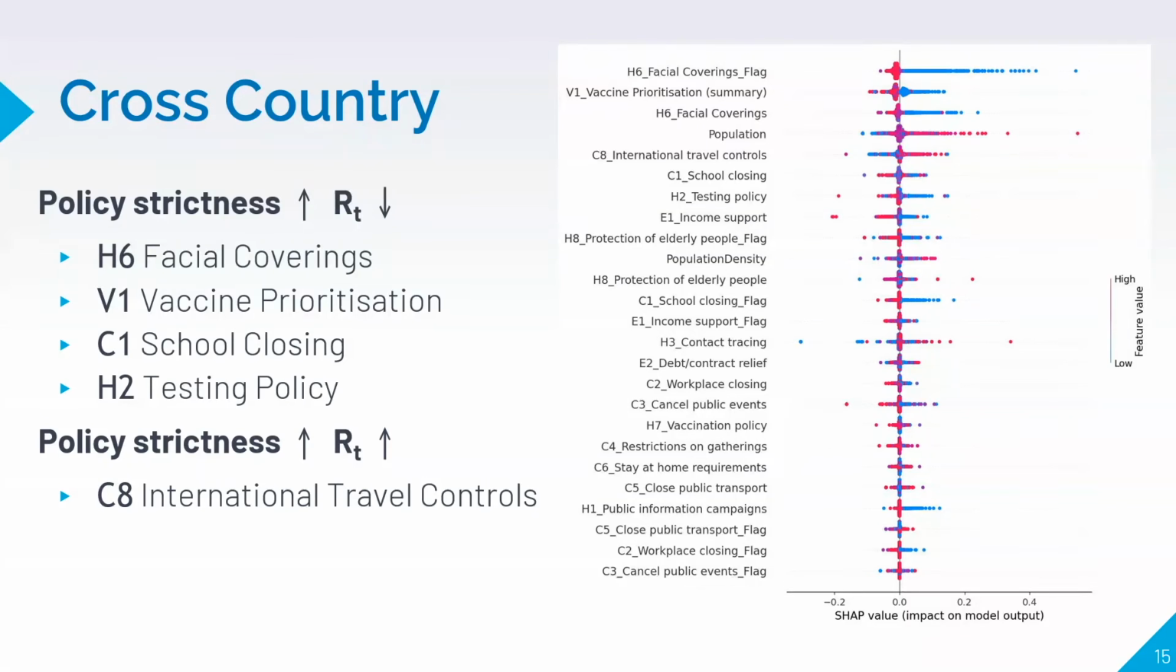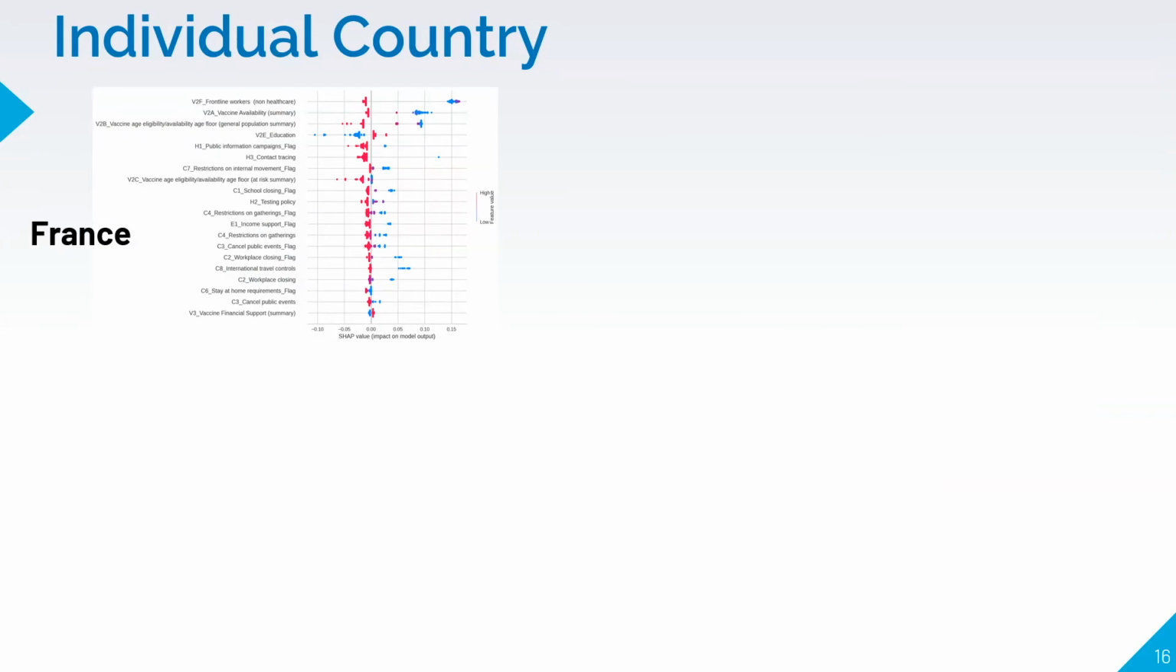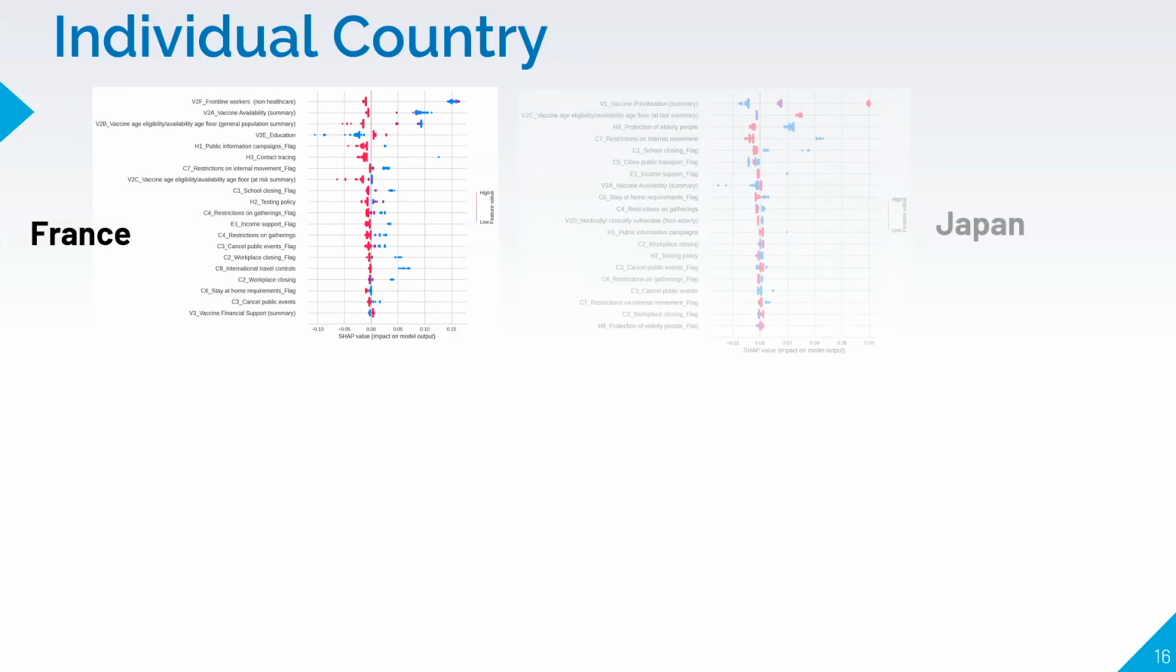For example, we can notice that the enforcement of facial coverings, vaccines prioritization, school closing, and testing policy are quite effective for lowering RT. On the other hand, the international travel controls are not so effective in the results. We also plotted the SHAP values for each individual country, but due to the time limit, let us focus on Taiwan's results.